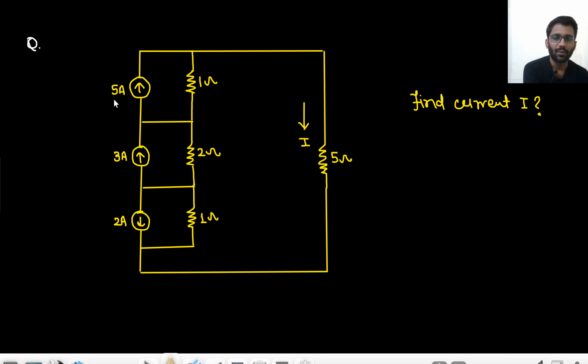So what you can do, you can convert this current source into voltage source. You can convert this current source into voltage source, also this current source into voltage source. So how will you convert?